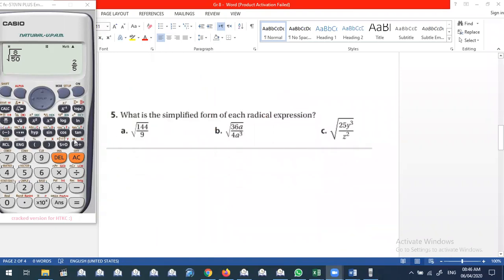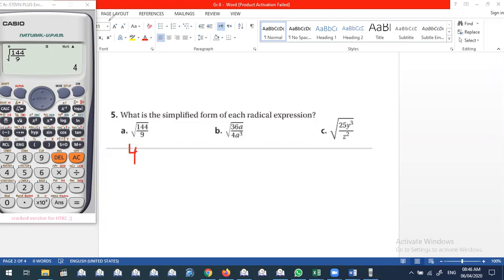Here, the number, no problem. Square root of 144 over 9. The final answer is 4. No problem about this part.